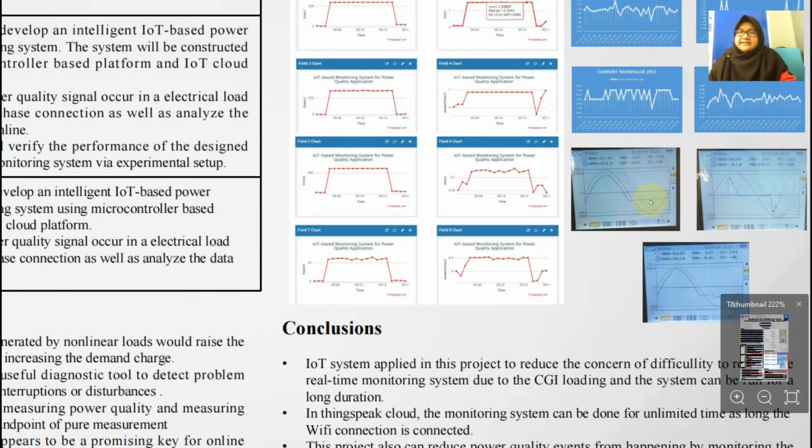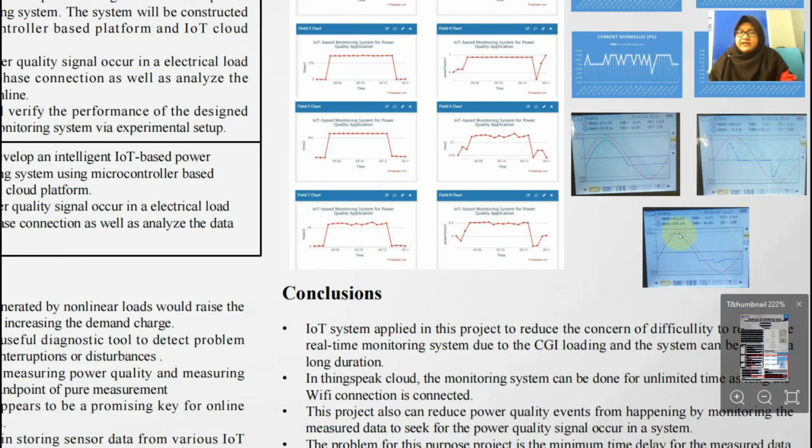So this is the PQ analyzer. In the PQ analyzer, we could see that there's no PQ signal in voltage, but there's a PQ signal in current. The same goes for the LED lamp, only the current has the PQ signal. So if we combine, we can see that there is a PQ signal in the current.